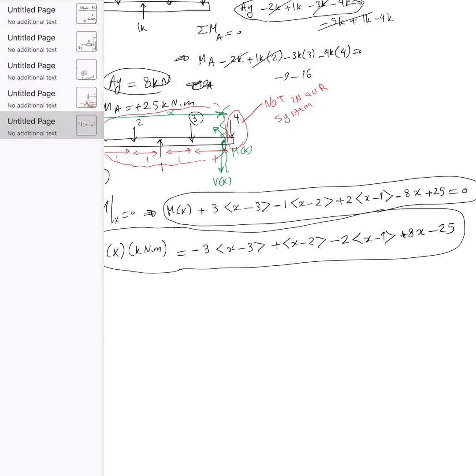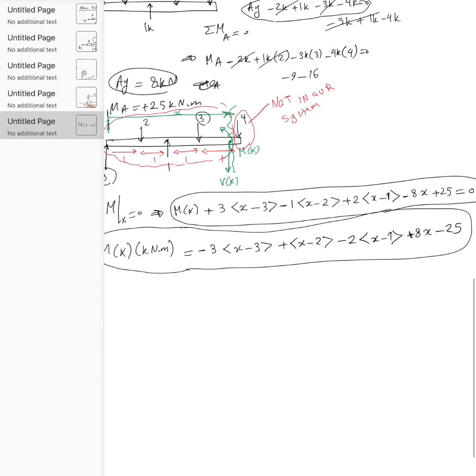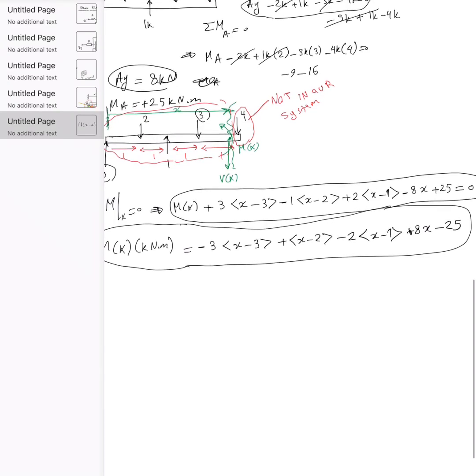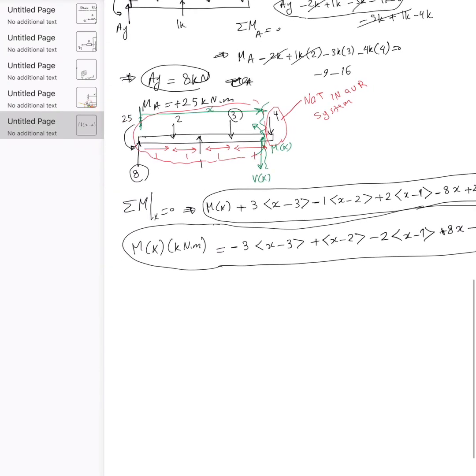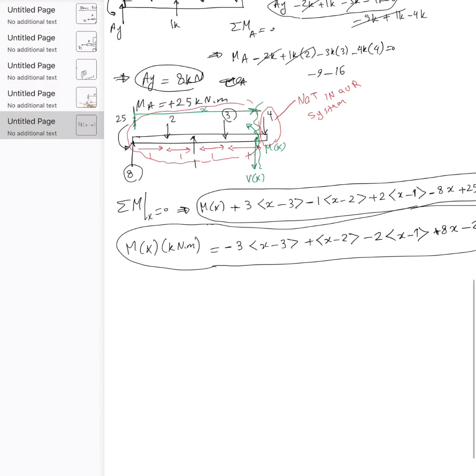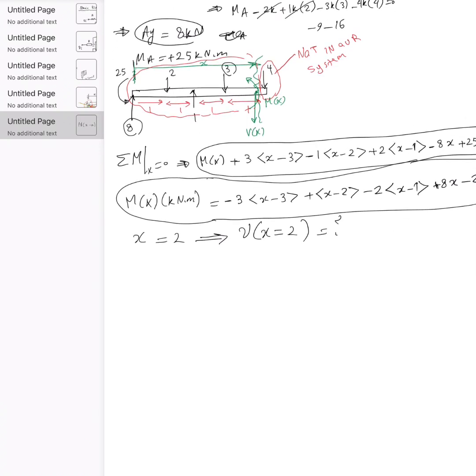Now if I say, well, find the deflection at a point, let's say at the middle of the beam, find the deflection at x is equal to 2. What is v, the deflection at x is equal to 2? That's the question, right? I have to solve this equation: the second derivative of v times EI is equal to M of x.